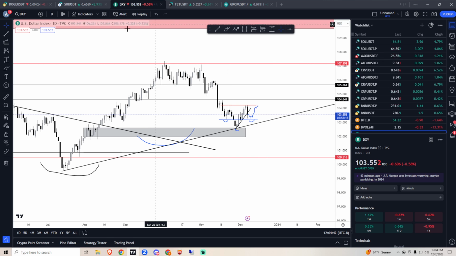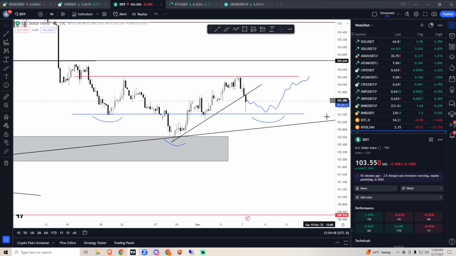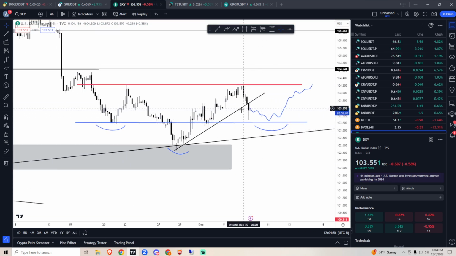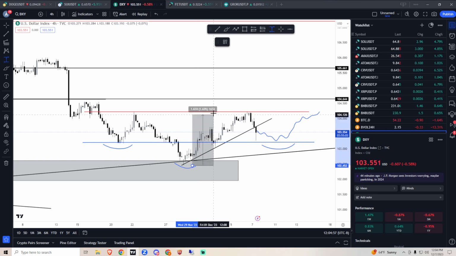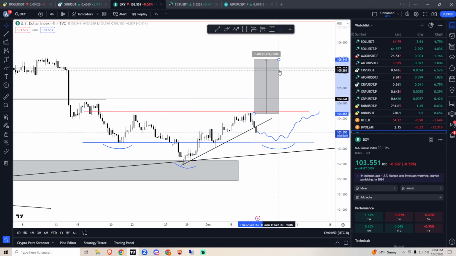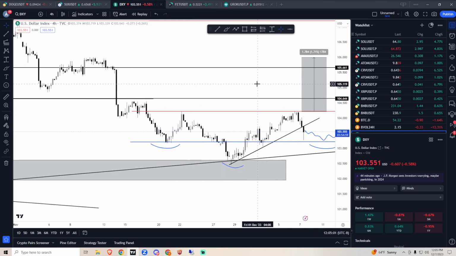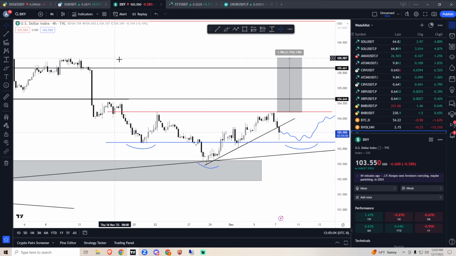Okay. Now, for alts to continue to run, we need this to stay bearish. And on a lower time frame, it's doing so. If it's going to go up from here and put in an inverse head and shoulders, target is actually going to be right like 106-ish. Okay, which will put it at resistance. Now, we need this to be bearish.